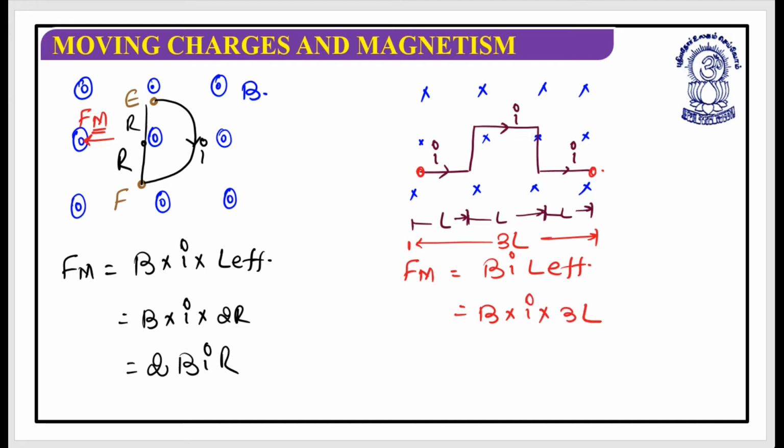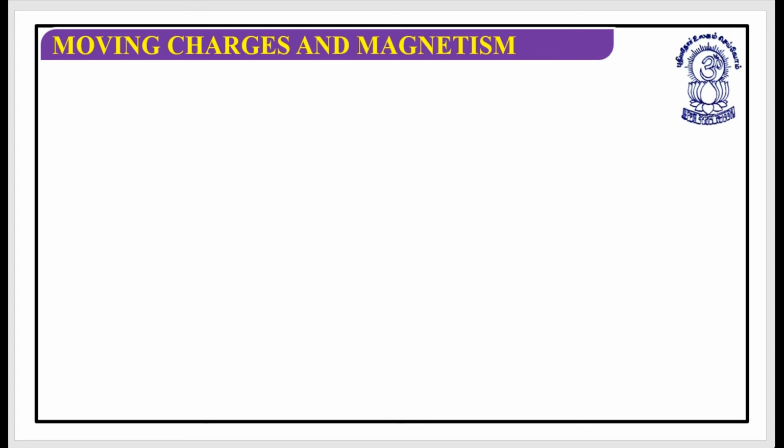Now it's time for the direction. How could I get the direction of the magnetic force? It would be in the upward direction. Is it? Yes, it is in the upward direction. So this is the direction of the magnetic force, Fm. I hope this is clear. Got it? Great.